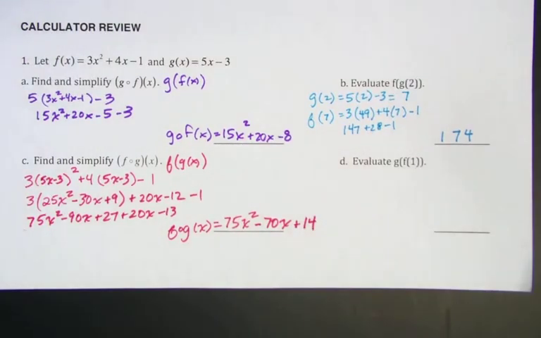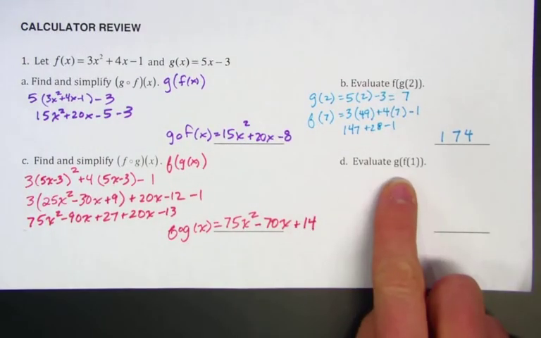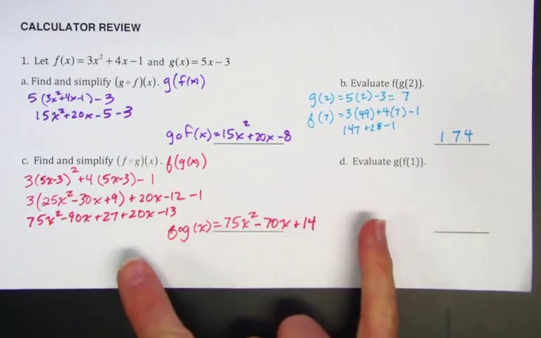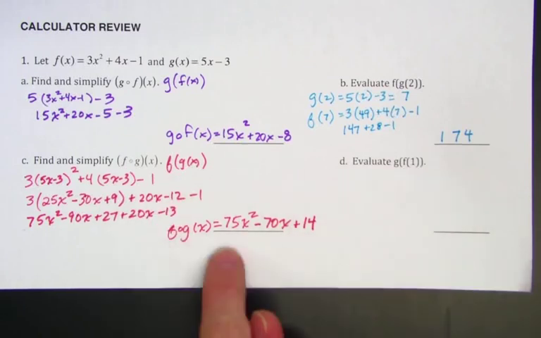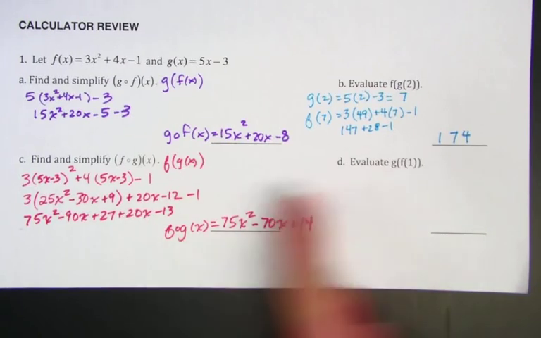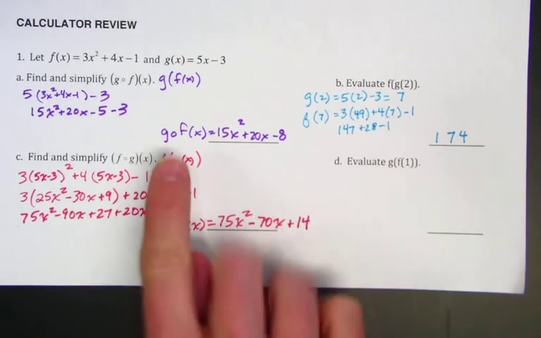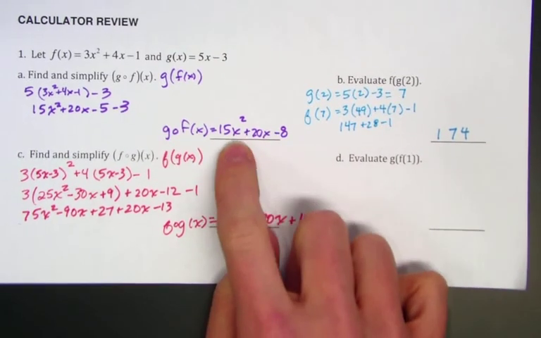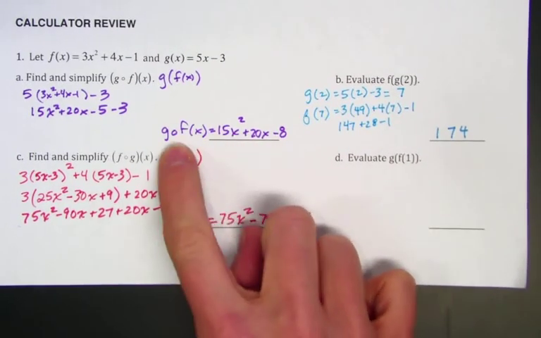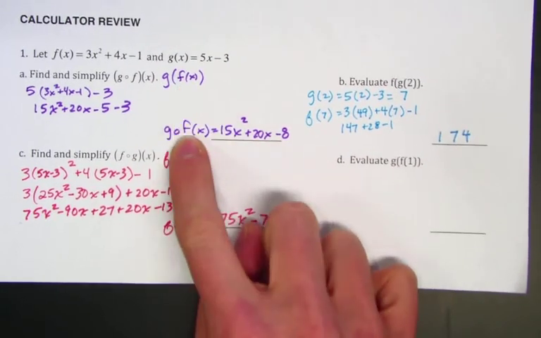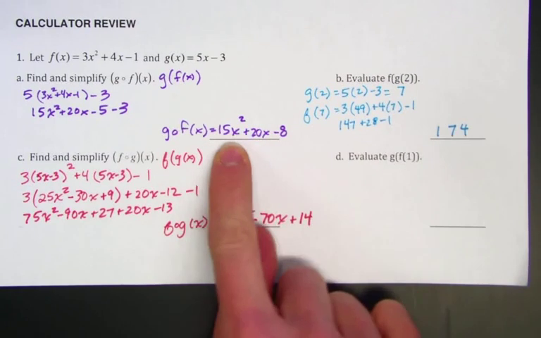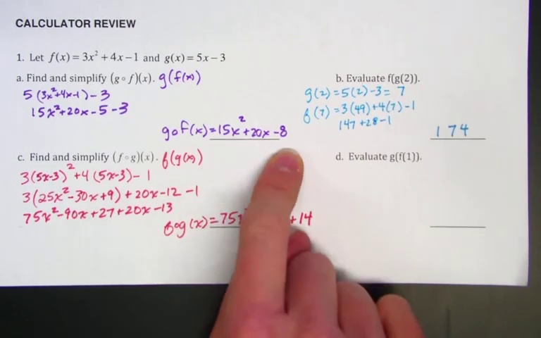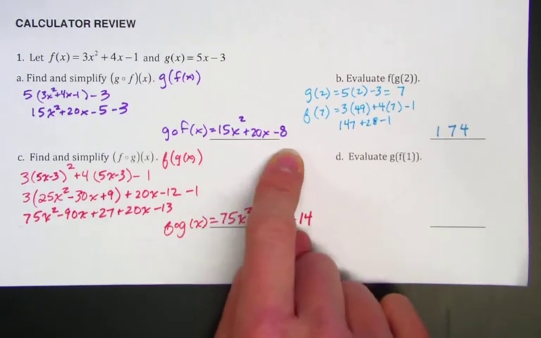Now we want to evaluate g of f of 1, but again, here we have f of g, so we're not going to be using this. Technically, we could just plug in 1 into here. Since we've already evaluated g of f of x, I could plug this in. 15 plus 20 is 35, minus 8 is 27.